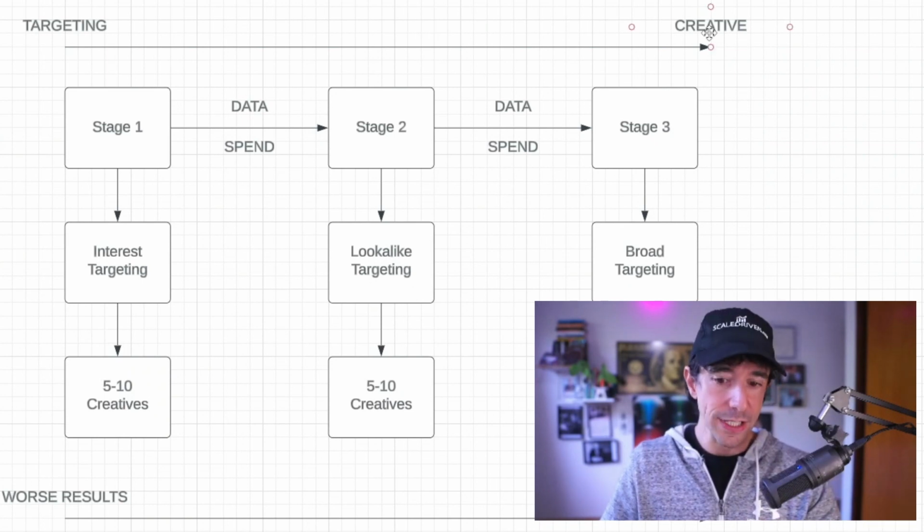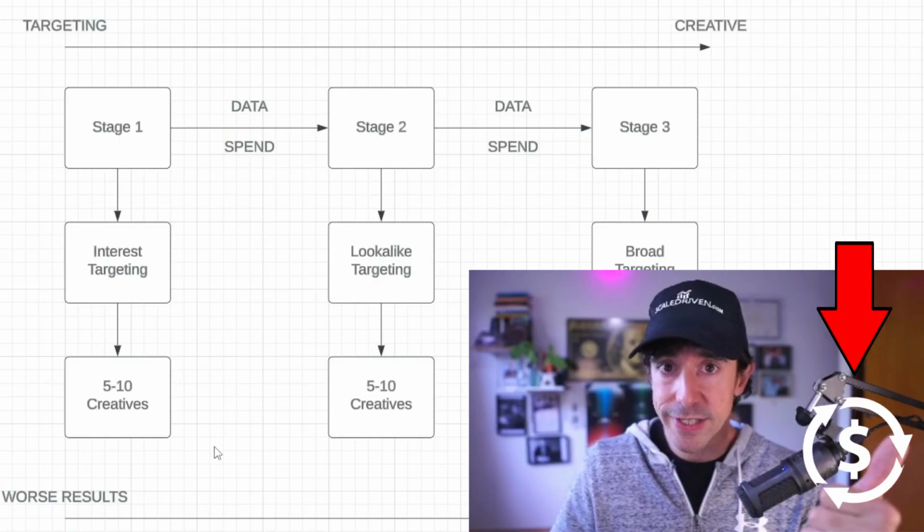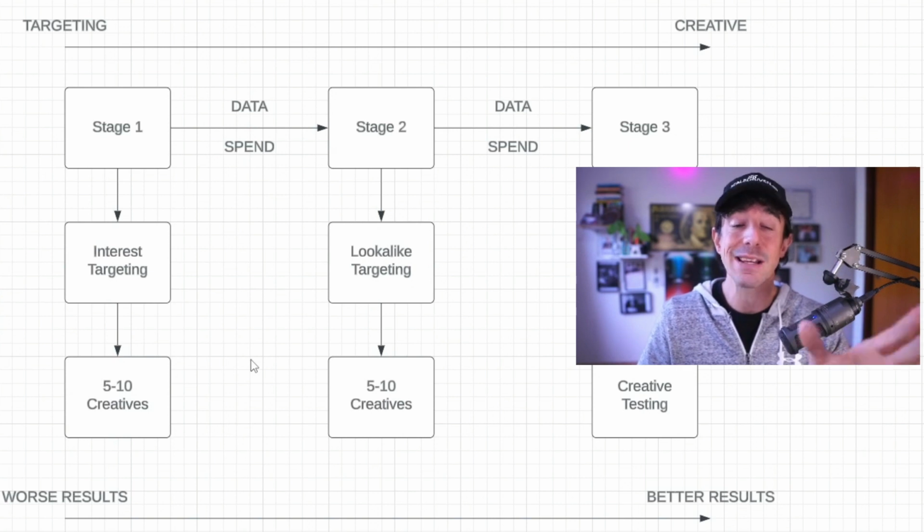And we stop paying attention that much to targeting, as you can see, and we start paying attention a lot more to creative. But the results at this point will start looking better. Your cost per lead will go down, your conversion rate should go up, and all of those things, okay? Because you start getting more and more data.